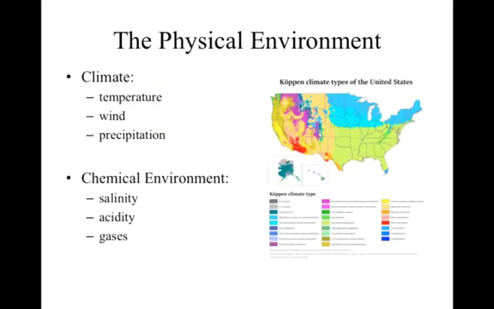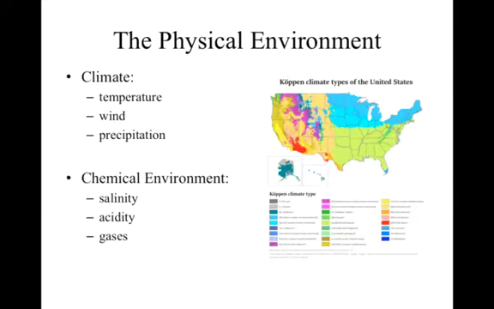So when I talk about the physical environment, I typically am thinking about two broad categories. One is climate and the other is the chemical environment. Within climate, the main features are temperature, wind, and precipitation. And you can actually see that map of different climate types across the United States. For instance, you see the southeast is all pretty much one climate type, except perhaps that little area running down along the border of Tennessee and North Carolina, where you actually have a different climate type, and that's of course the Southern Appalachian Mountains.